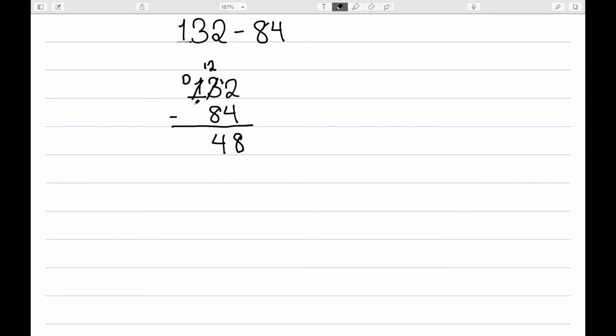And this idea here is known as regrouping, also known as trading or borrowing. So in this video, I want to look at why this algorithm and why this procedure makes sense. Let's think of this problem with my 10 blocks. So here is my 100.